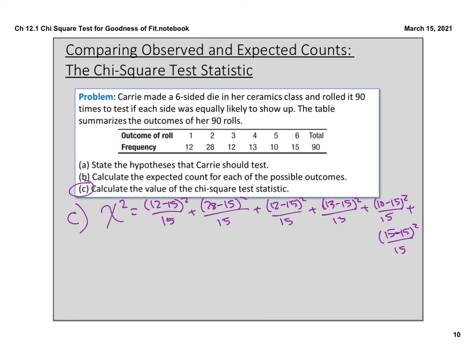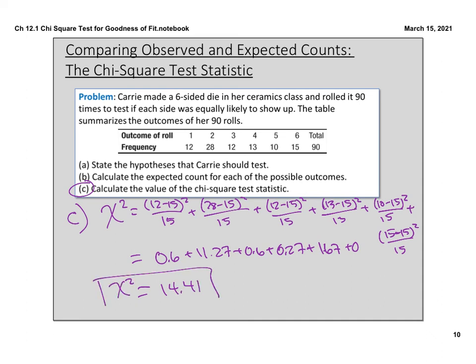Okay, when I do all of that, you can type all those into your calculator, but here are the 6 values that you get. You get 0.6 plus 11.27 plus 0.6 plus 0.27 plus 1.67 plus 0. And then putting those all together, I get 14.41. So that's my chi-squared value, okay?